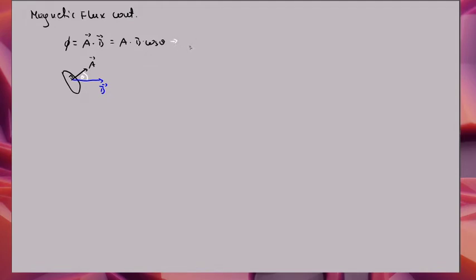Now the only problem with this equation is that this works only if you have constant A and constant B. So you can use this if A and B are constant. But if they vary, that equation doesn't work anymore. So let me give you an example.